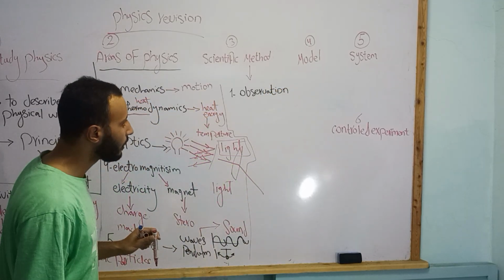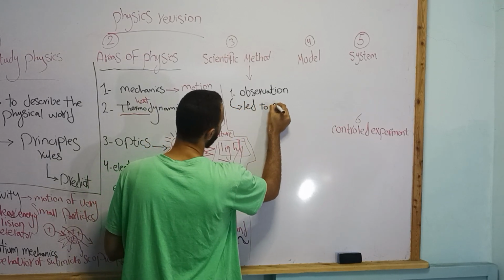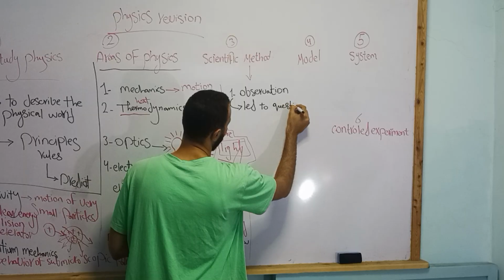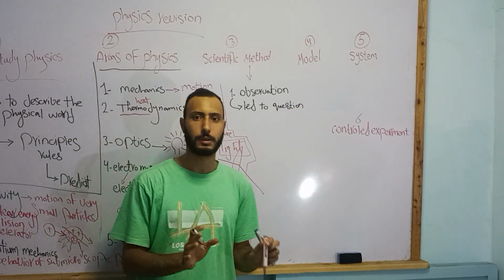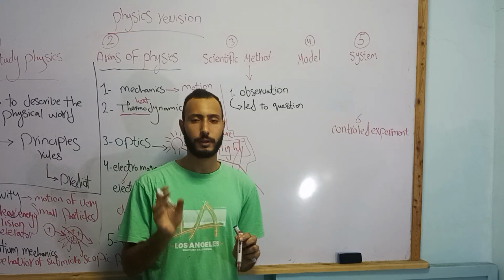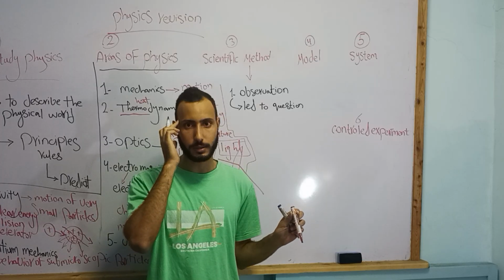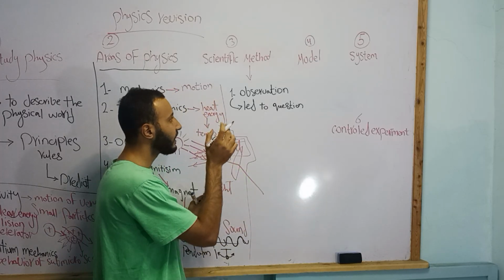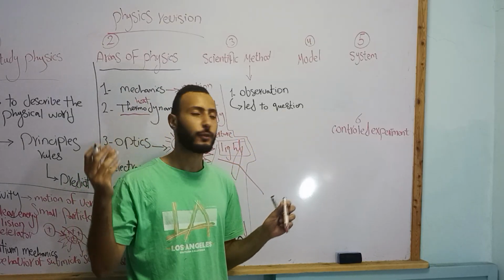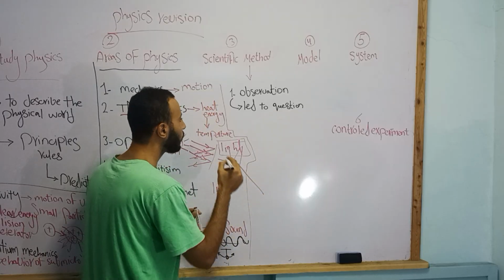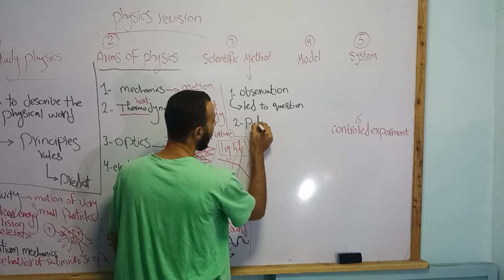And this observation always leads to a question. And then now you know your problem. You have in your mind many questions. You have problems and questions in your mind. So from this observation that led to a question, you need to get a solution for this question. In order to put forward a solution, you make something called a hypothesis.